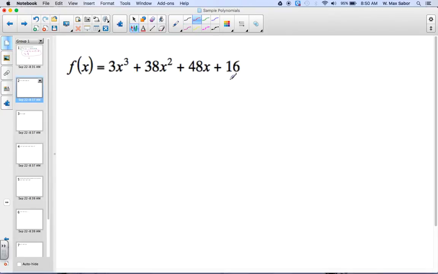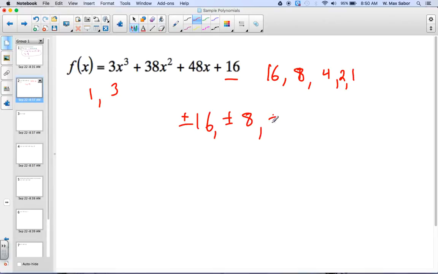Let's try this again. We list out the factors of the constant term. 16, 8, 4, and 1. I believe that's it. Oh no, 2. So we have to list all of the factors. Those are all the factors of 16. And again, the factors of 3 are 1 and 3. So we'd say plus or minus 16, plus or minus 8, plus or minus 4, plus or minus 2, plus or minus 1. That's dividing by 1.